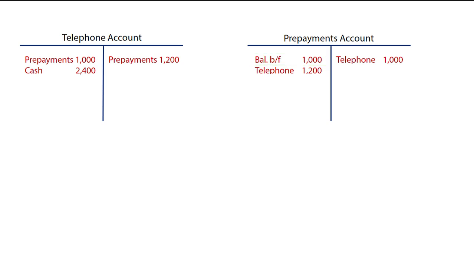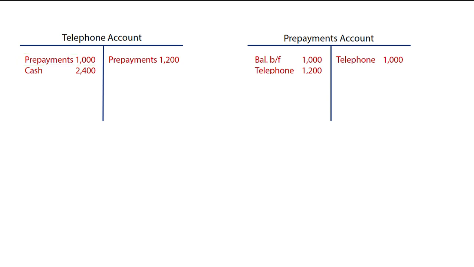Now that has been done, we have to transfer this balance into the telephone account because it was a payment made in the previous year in respect of this year. So we have to bring it and record it in this year's profit or loss account. So how do we do it? We come and credit the prepayment account with a balance of $1,000 to zero it off. Then come to the telephone account and debit it in the name of prepayment for $1,000.